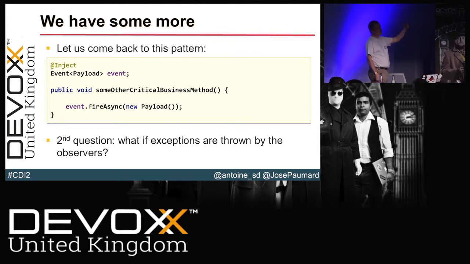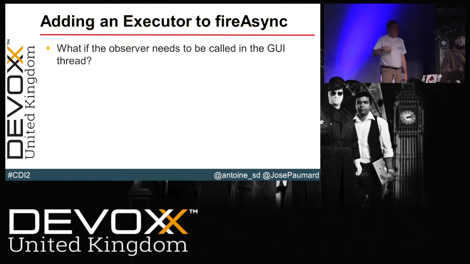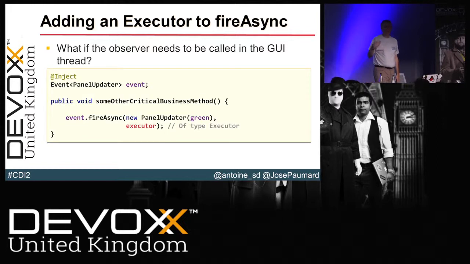Because right now, if an exception is thrown in an observer, since I am in the firing thread, I can just catch the exception, get it, and do something with it. It's not the case anymore if I'm in another thread. What if the observer needs to be called in a graphical user interface thread, for instance, the Swing thread or JavaFX thread? The choice has been made to follow the patterns for the CompletionStage and CompletableFuture from Java 8. I pass an executor as a parameter.